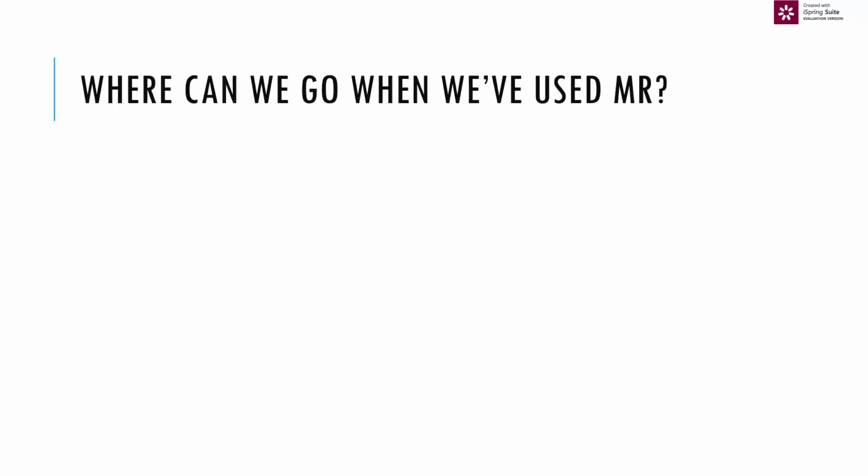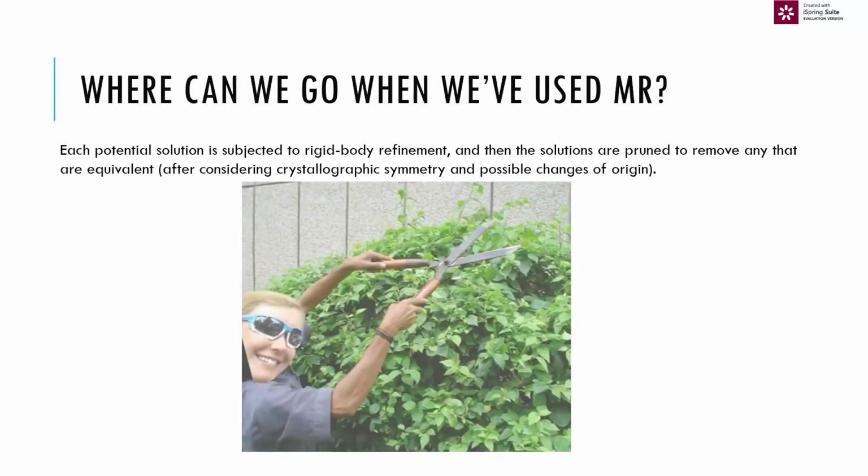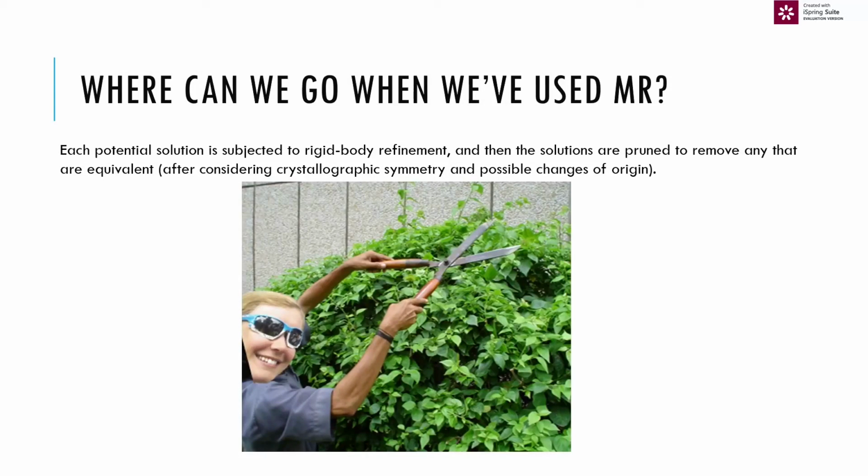What can we do once molecular replacement is used? Each potential solution is subjected to rigid body refinement, and then the solutions are pruned to remove any that are equivalent after considering crystallographic symmetry and possible changes of origin.